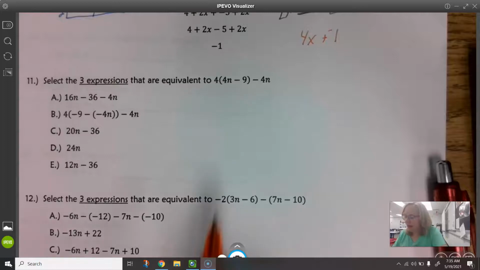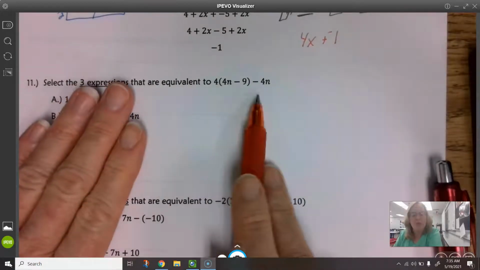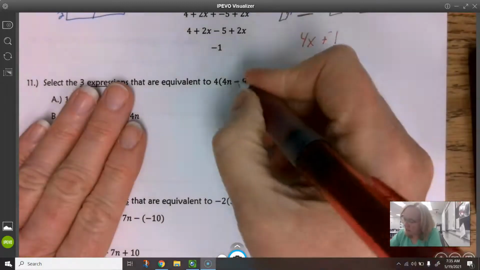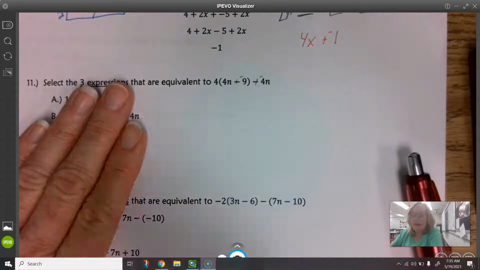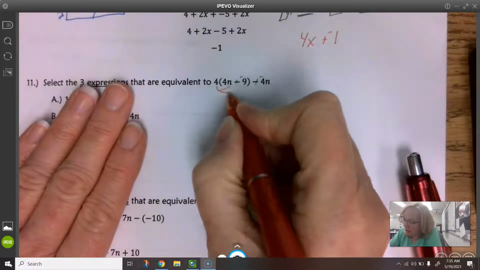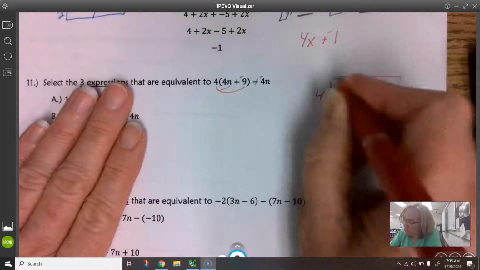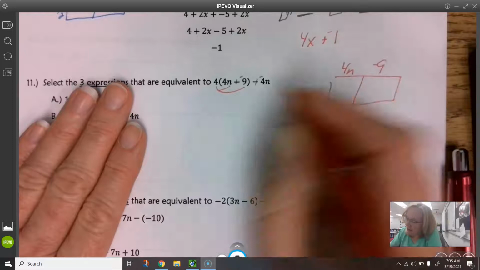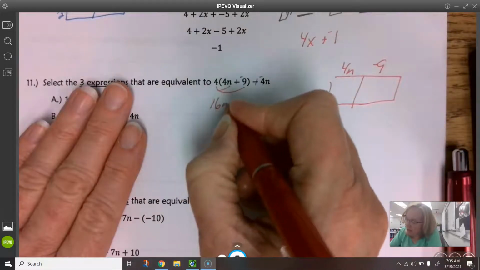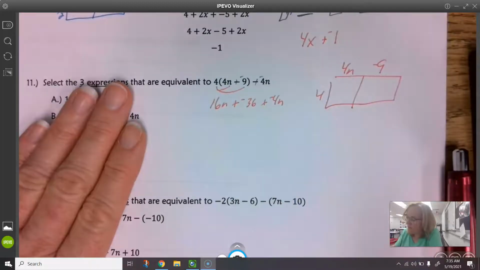On number 11, again, if I have to come up with 3 expressions, the first thing I'm going to do is I'm going to do the math myself. So I'm going to cross the line and change the sign, cross the line and change the sign. Yes, I should rewrite it. I'm being lazy. I'm going to distribute here. So I'm going to take 4 times 4n. Those of you using the box, which is a wonderful method, you're going to put this right here. Okay? And you're going to come up with 16n plus -36 plus -4n.